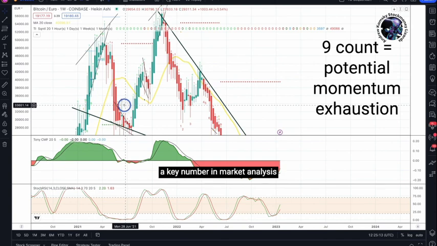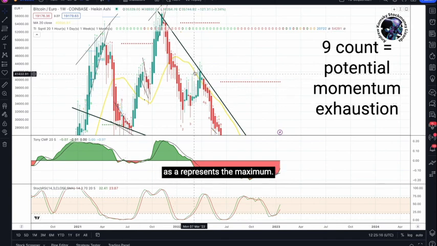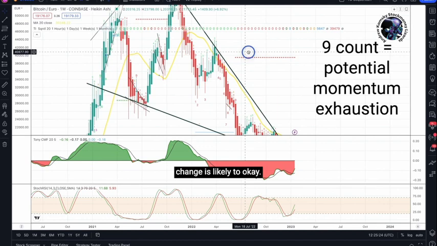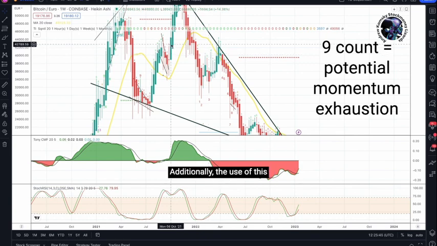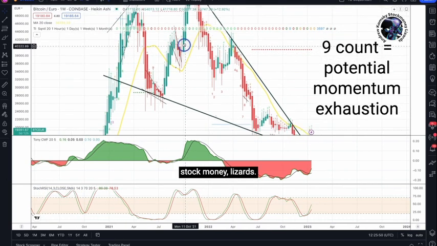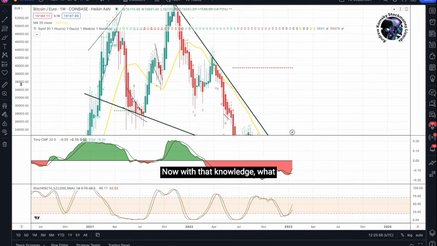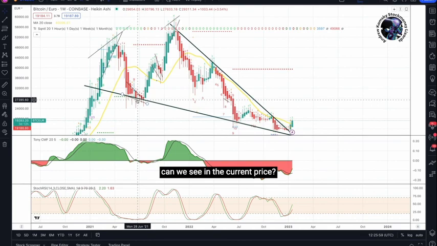deMark believes that 9 is a key number in market analysis as it represents the maximum number of price movements within a trend before a trend change is likely to occur. He also believed that this number is in line with the Fibonacci sequence and the Elliott wave theory. It is important to note that the 9-count threshold, however, is not a set rule and it can be adjusted depending on the specific characteristics of the market being analyzed and the trader's preference. Additionally, the use of this indicator should be combined with other technical analysis, as we always say on Stock Money Lizards.